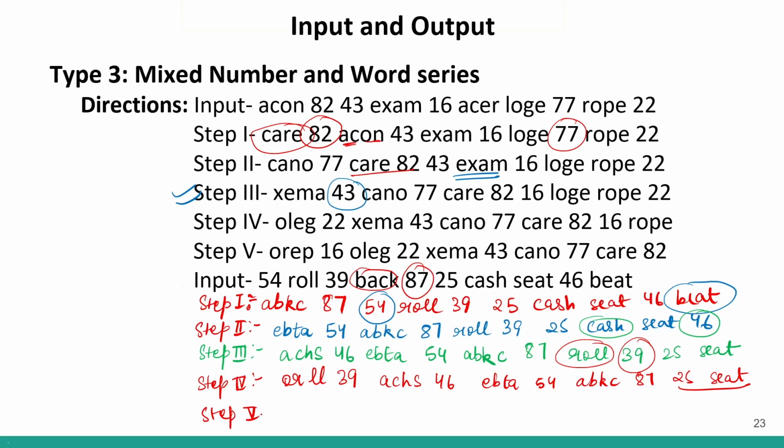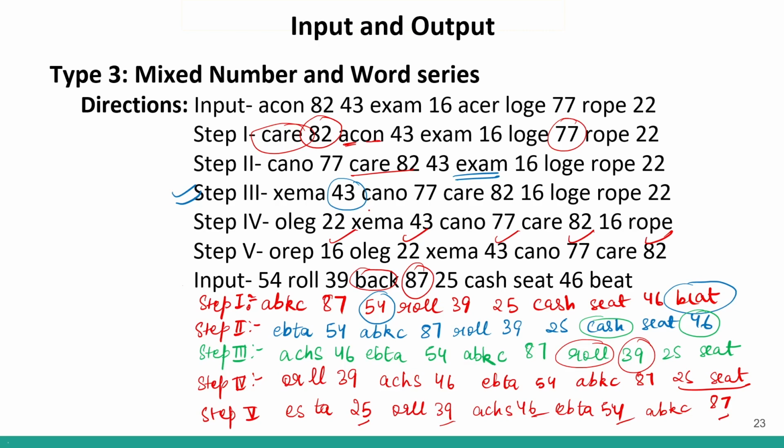Step 5. So SEAT will become ESTA. Correct? We will get 25. We will get ORLL 39, ACHS 46, EBTA 54 and ABKC 87. So in the last step, we have the numbers in increasing order, correct? Over here also we have them in increasing order. And the alphabets are exchanged with each other like this, right? In decreasing order.